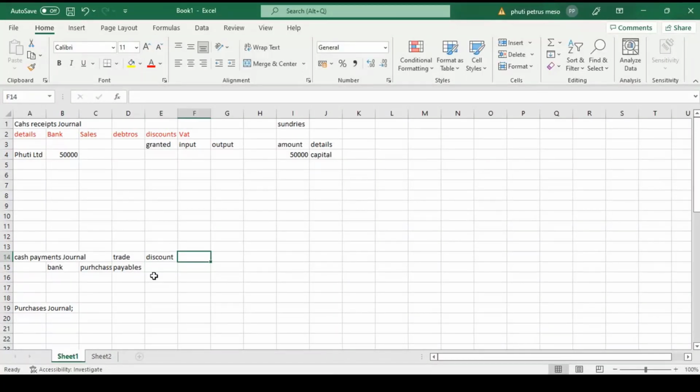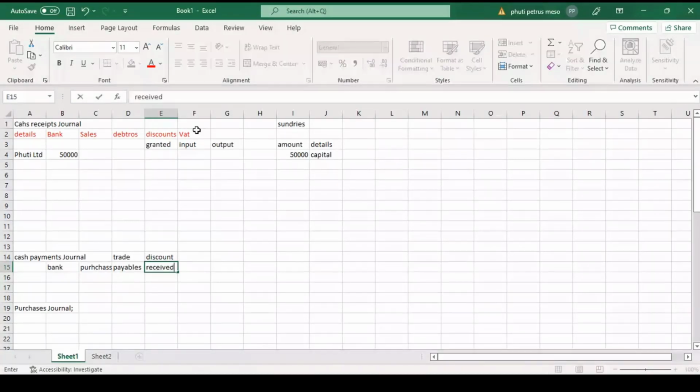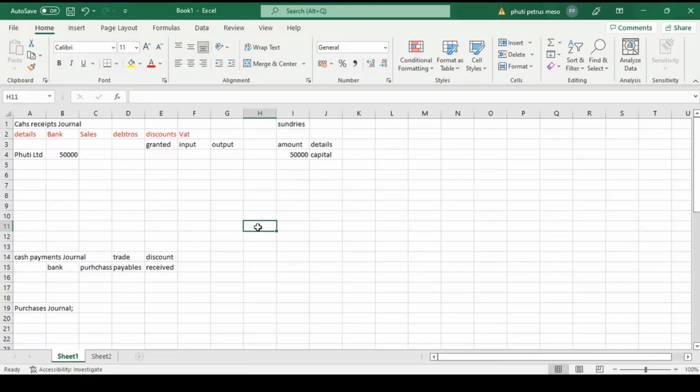Okay, we've got the granted here. It means that we're going to do the received. Right, can somebody tell me why do you have the discount granted under the CRJ and then why do we have the discount received under the CPJ? Can somebody tell me why don't we have the discount received under the CRJ? Why is it under the CPJ?